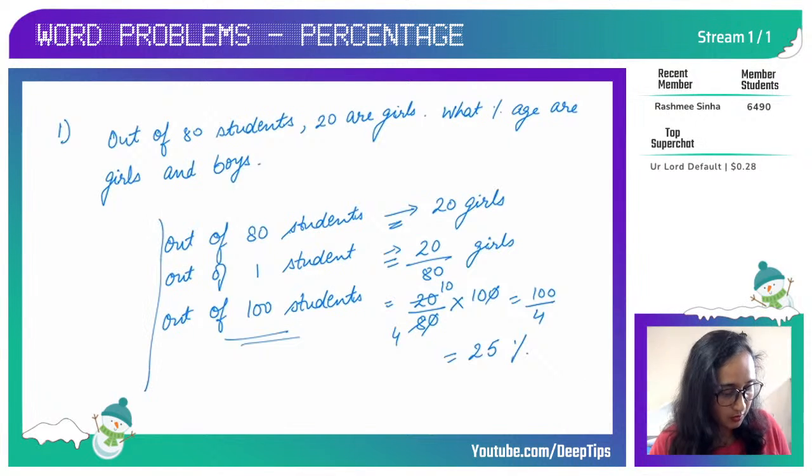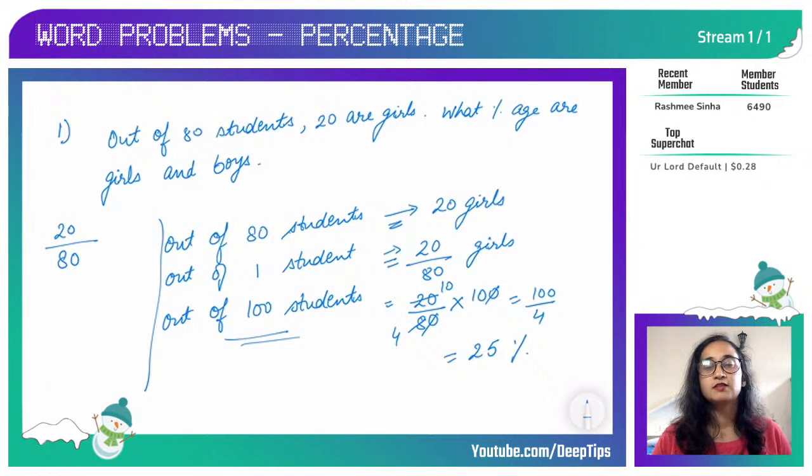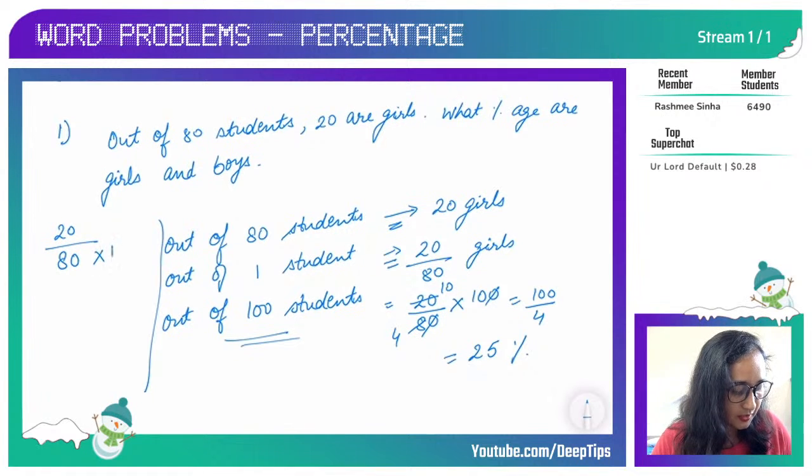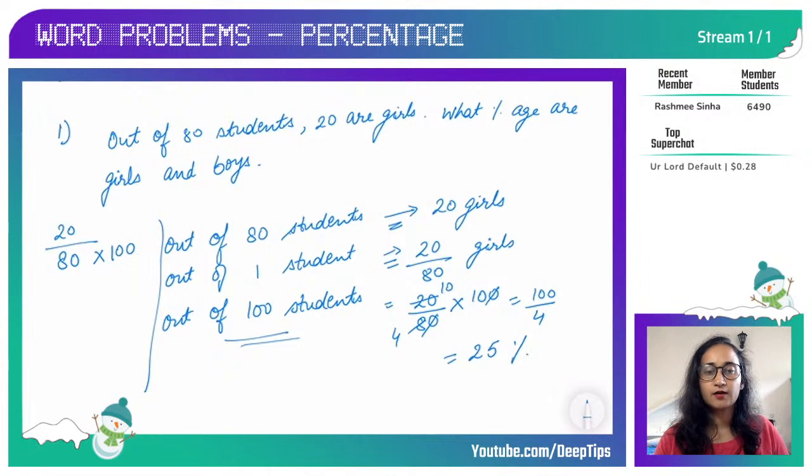So what you will do is, out of 80 we have 20 girls, correct? Change it to percentage. Percentage means out of 100, correct? But if I just multiply this by 100 to make it out of 100, it changes my entire fraction. So the best way is to multiply numerator and denominator by 100, correct? So now here, if you see, I have multiplied numerator and denominator by 100.